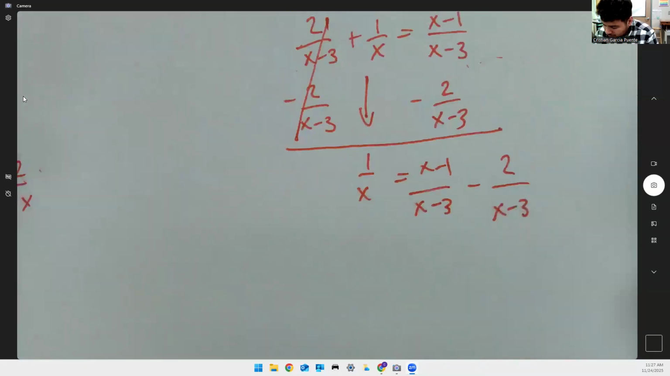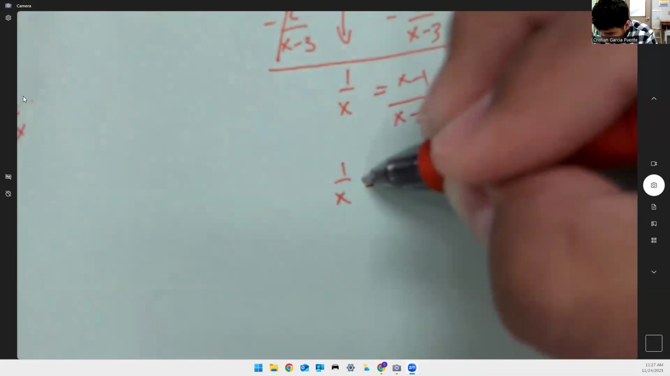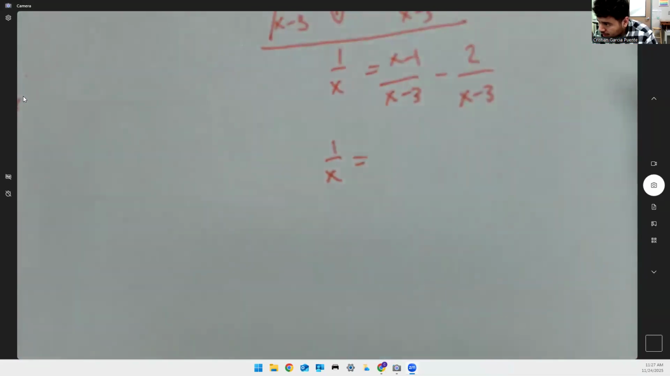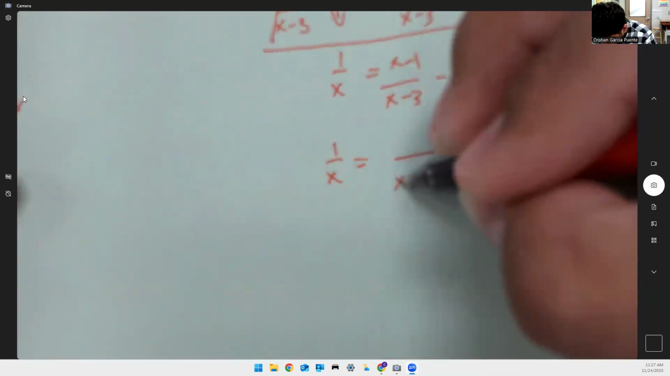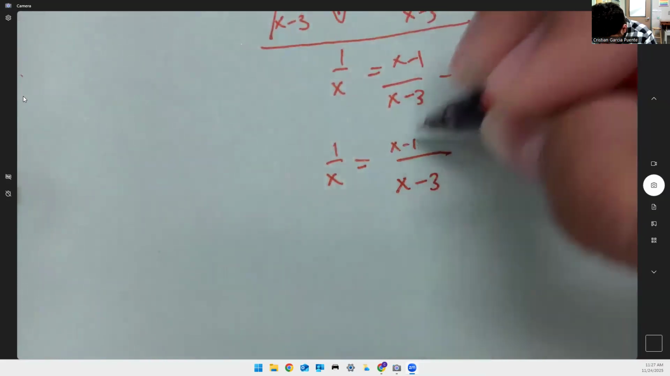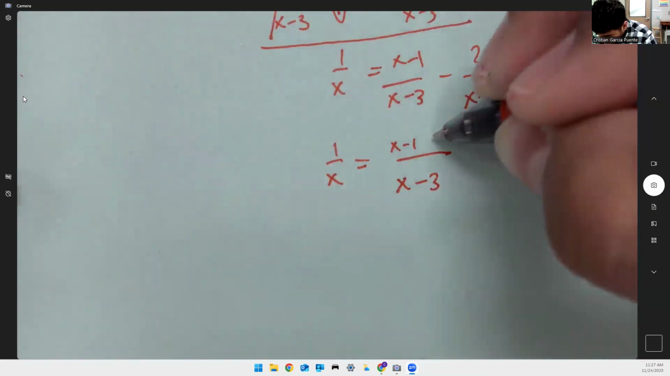Now, over here, since on the right they both have x minus 3 in the denominator, we could just combine them. So it's x minus 3 on the bottom, and on top, x minus 1, which is the first top, minus the second top one, which is 2.